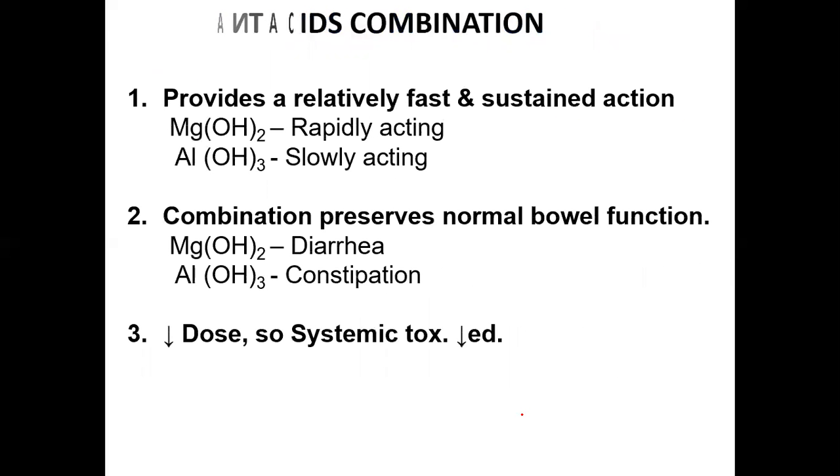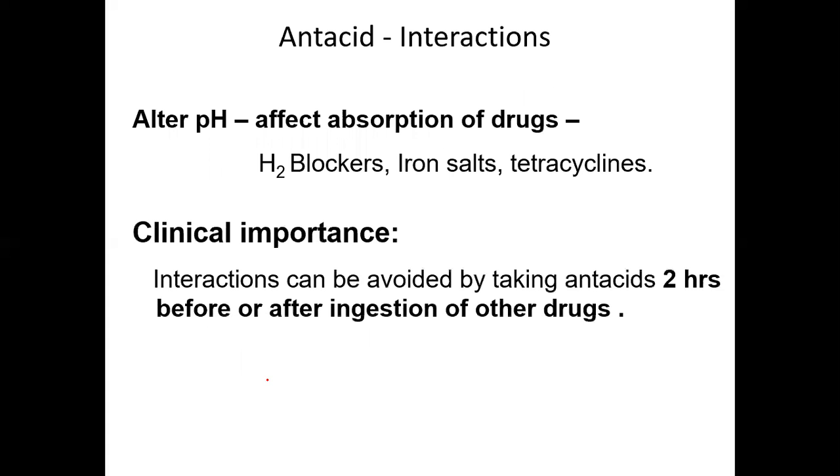Now, what we do is we tend to go for a combination. Why do we want to go for a combination? Supposedly, I combine magnesium with aluminum. It would provide a relatively fast and sustained action. Magnesium hydroxide is rapidly acting, whereas aluminum hydroxide is a slow acting drug. Magnesium hydroxide would lead to diarrhea, aluminum hydroxide would lead to constipation, and a combination of both would take care of these symptoms. Obviously, a combination would decrease the dose, and the amount of systemic toxicity would decrease. Now, there are a lot of interactions with this. They tend to alter the pH, and so they should not be combined with H2 blockers, iron salts, and tetracyclines.